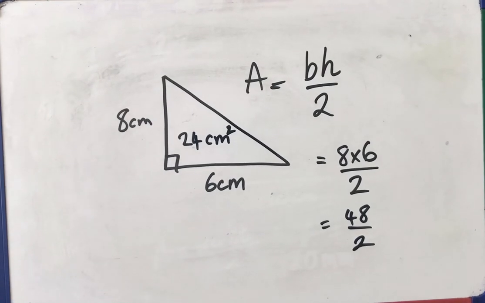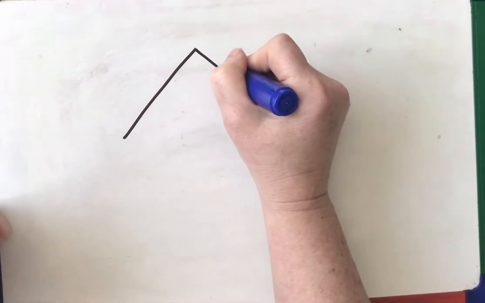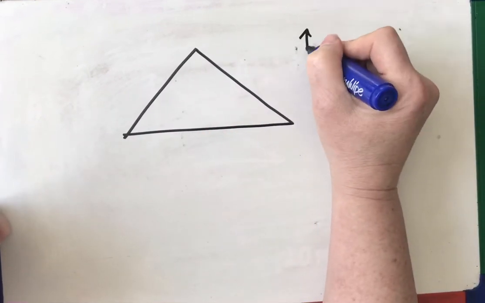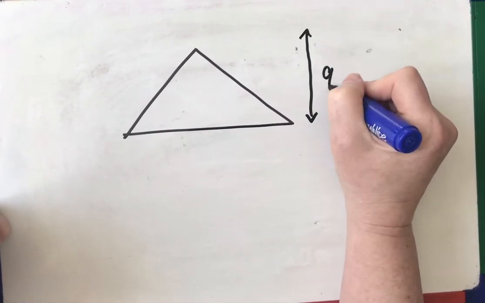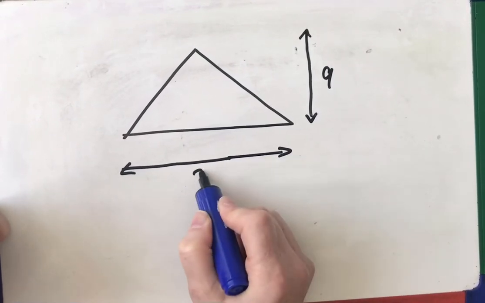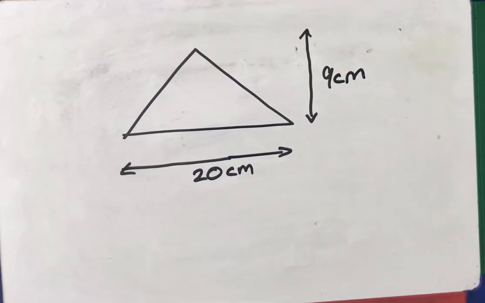Okay, I'll do an isosceles triangle and then you can have a go. Here's an isosceles triangle. And let's say the height is 9 and that there is 20 centimetres. Okay, what's the area of this?